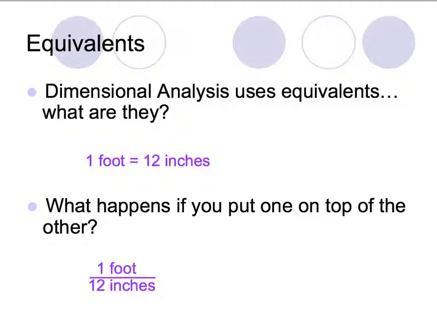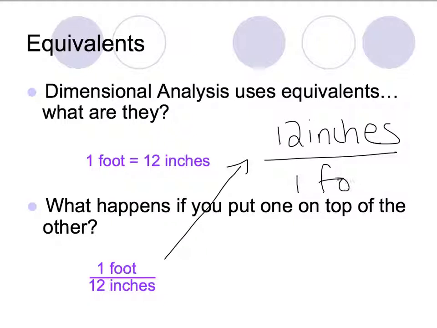What we do is we use equivalents in truth tables. For example, 1 foot equals 12 inches. You know that. But we put them on top of each other. 1 foot equals 12 inches. That's it. I can also write it like this: 12 inches over 1 foot. And basically this equals 1, okay?